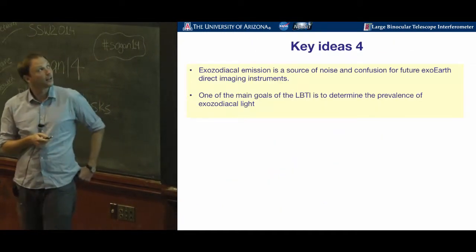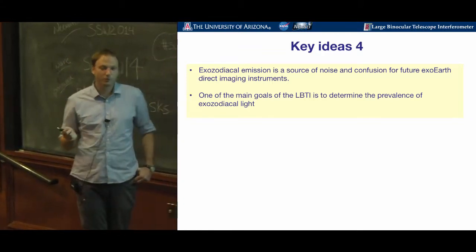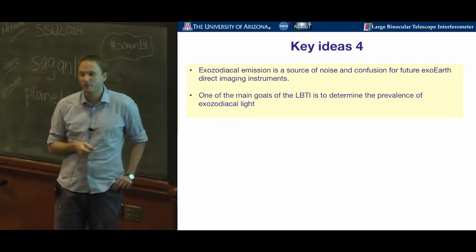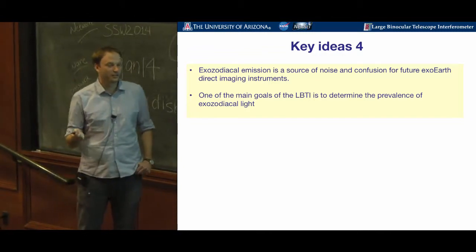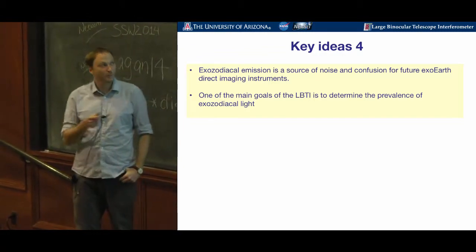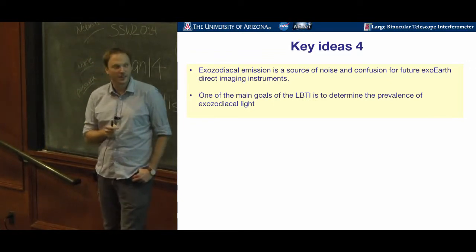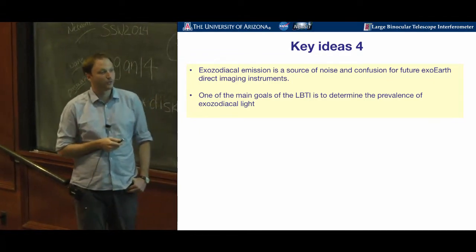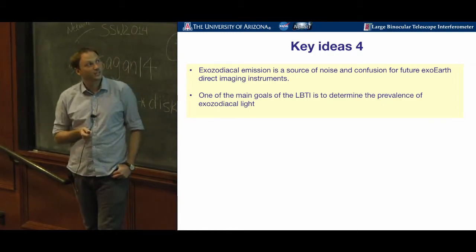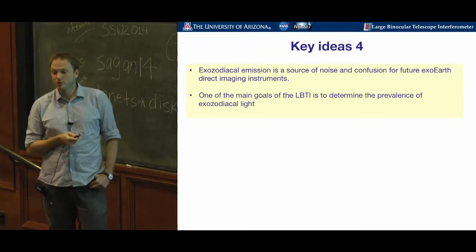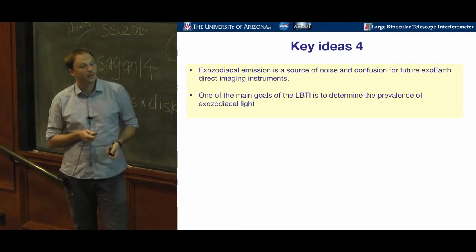So the key idea: the exozodiacal light is a source of noise and confusion. If one day one of you has a nice image of a solar system and sees something that looks like a planet, but you know that there is a zodiacal disk around the same system, you should remember my talk and think about the possibility of this marginal detection being maybe a clump from the exozodi. I guess you have to do spectroscopy to be sure in this case. And one of the main goals of the LBTI is to determine the prevalence of exozodi around nearby objects.